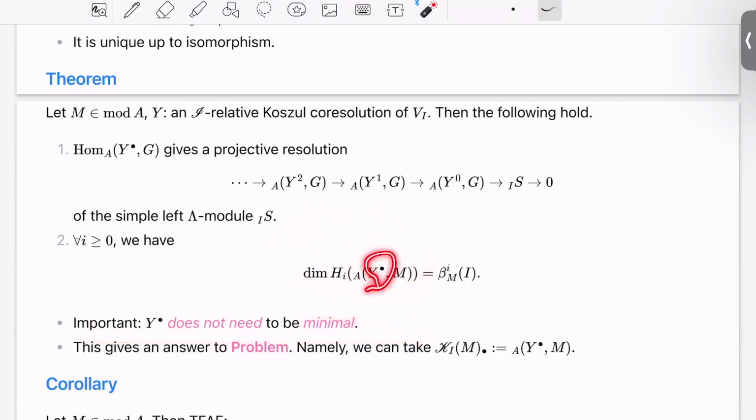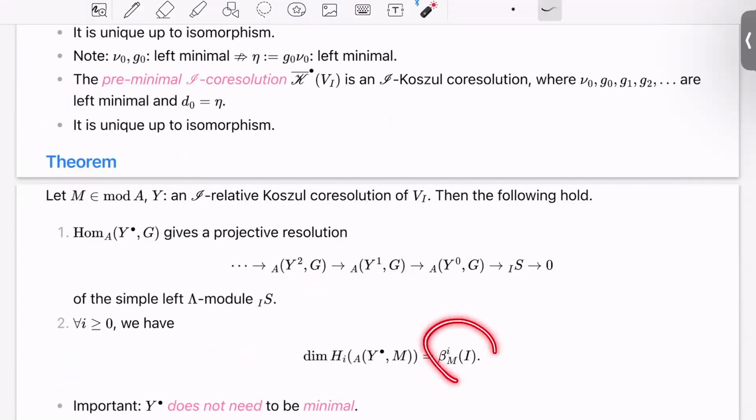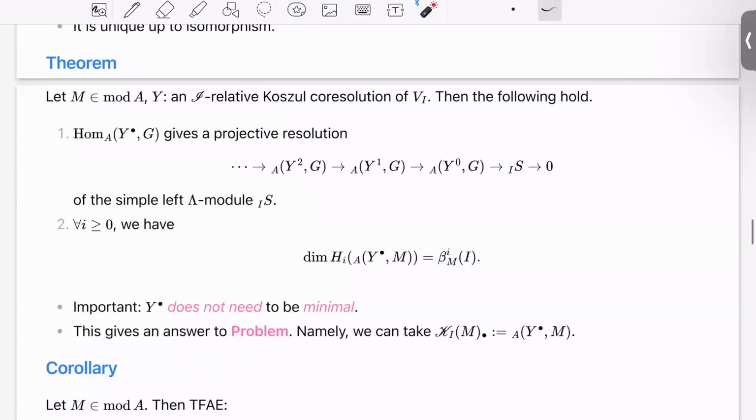And this is important to compute the left-hand side. Y need not be minimal. Any such resolution can be used to compute the relative Betti number. But to define the Betti number, we need minimality. A minimal I resolution is needed. But to compute it, Y need not be minimal. So this gives us a problem. Namely, we can take this Cauchy complex to be the M dual of Y here. So this gives us the answer to the problem.